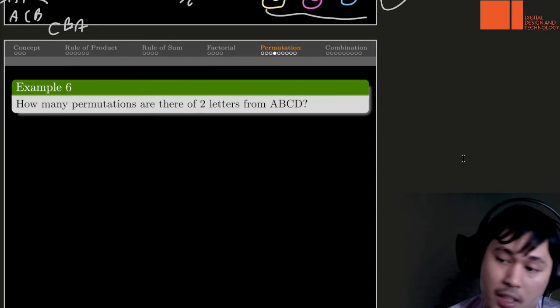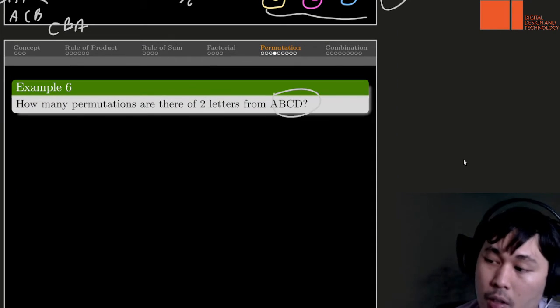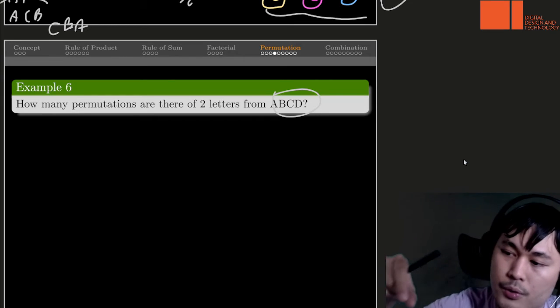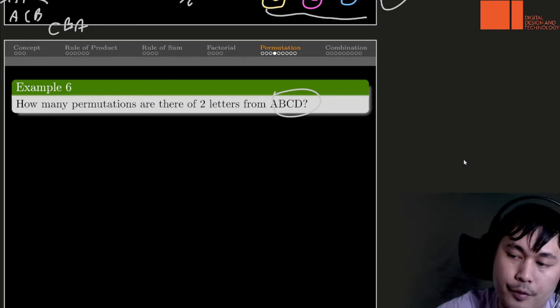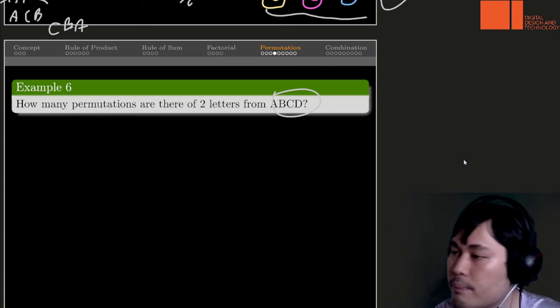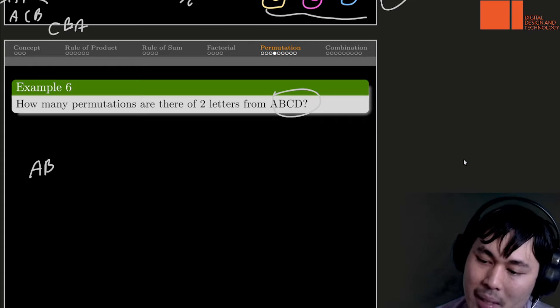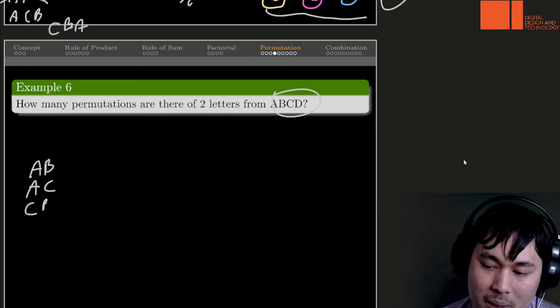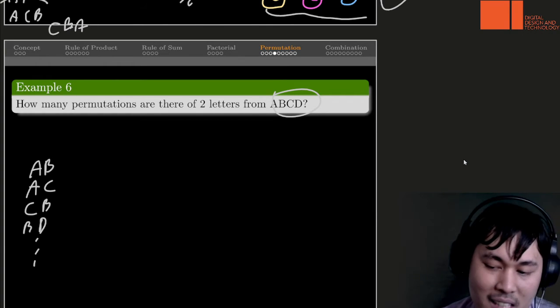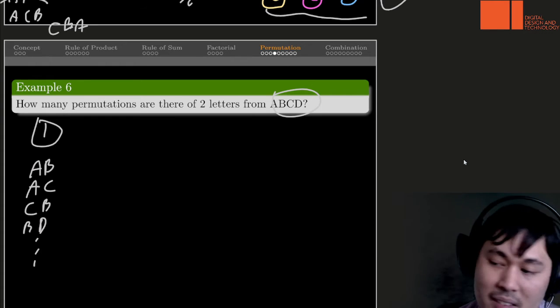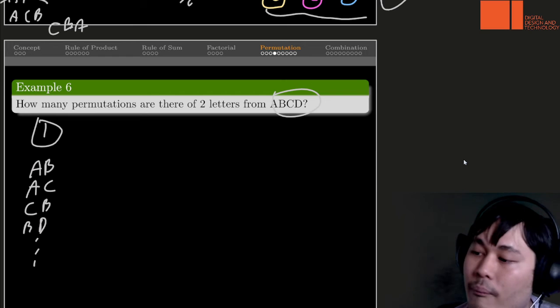Next, let's see another one. Suppose there are 4 letters to choose from, and you want to permute 2. You want to choose 2 of them, but in order: the first one, and then the second one. So again, you can do it by hand. Maybe AB, maybe AC, CB, BD, and so on and so forth. But if the numbers are getting larger, it is easier to make a mistake.